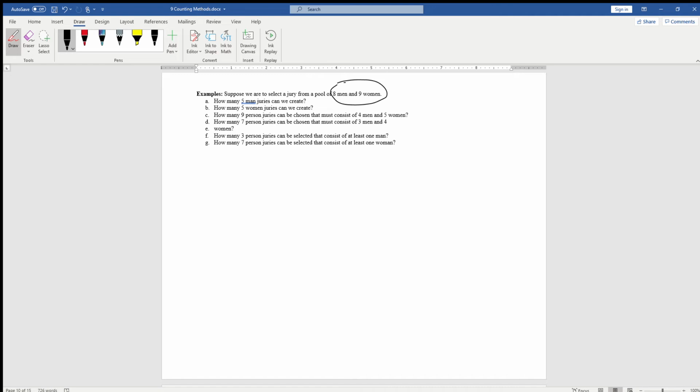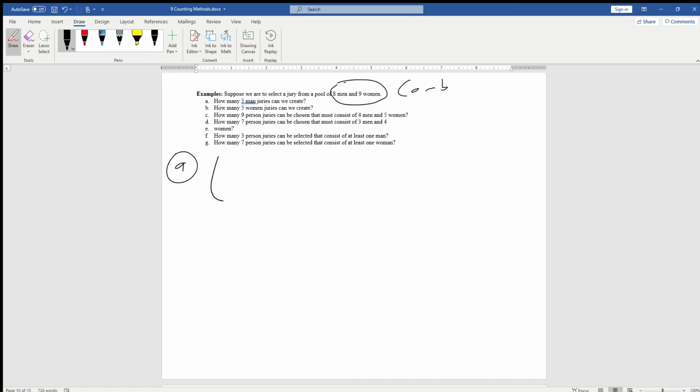So in this case, we would have to use combinations. Remember in the previous example, we had O-W-N-E-R-S-H-I-P, which means there are 9 different letters. In this case, there are 17 people, but they're basically going to be about the same except for the 2 different groups. So, how many different 5-man juries can we create?